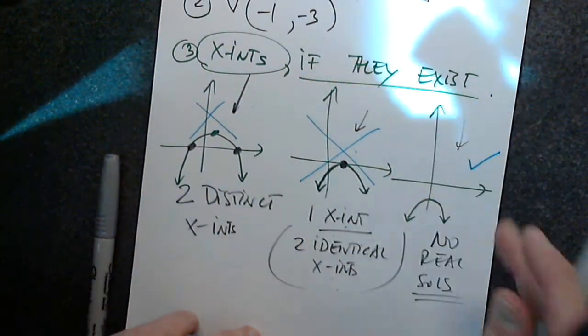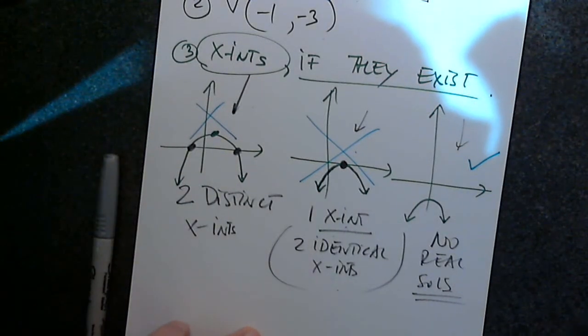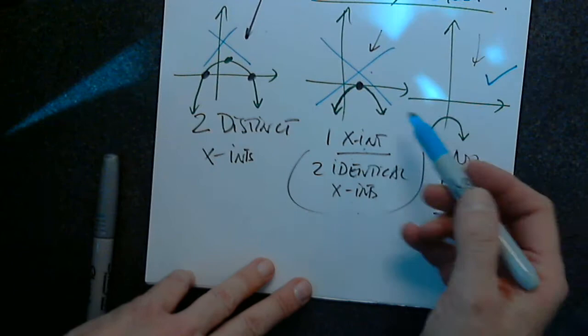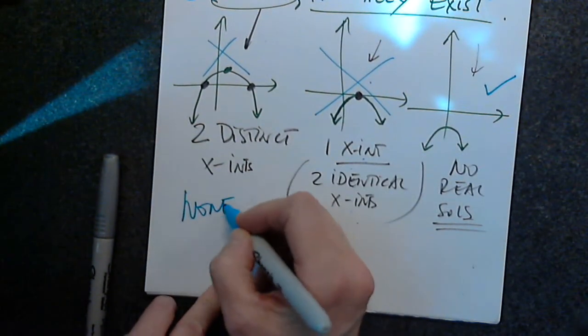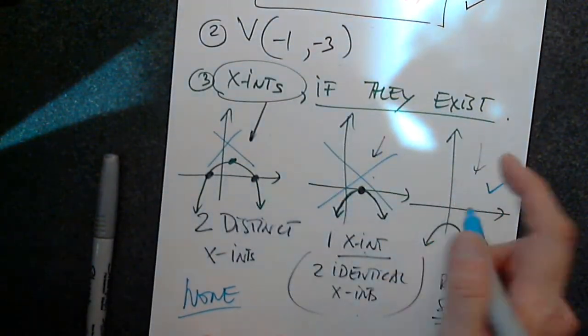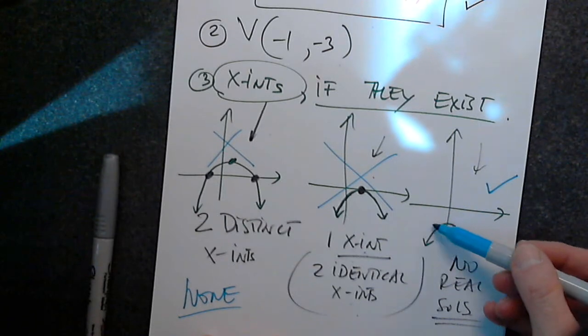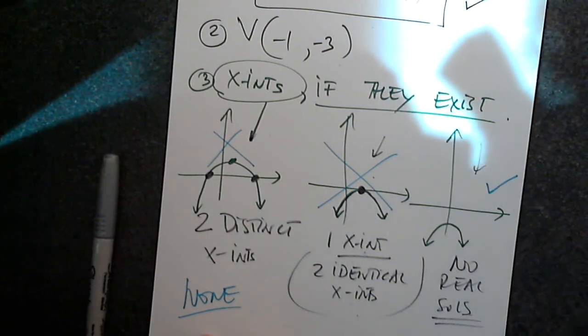Should I waste my time trying to find the x-intercepts? No, of course not, because the parabola doesn't even touch the x-axis. So I'm going to say none. I'm not going to waste my time. I already know the vertex is at x equals -1 and the altitude is -3. It cannot touch the x-axis because it has a maximum.